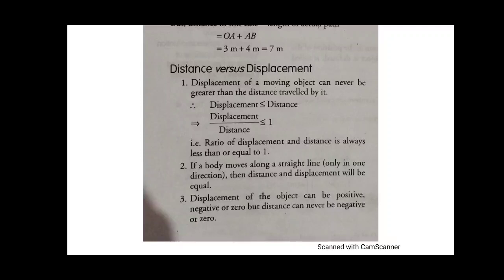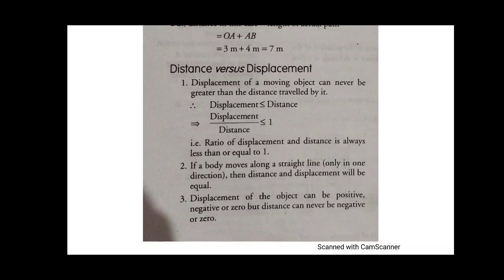If a body moves along a straight line, then distance and displacement will be equal. If the movement is along a straight line, for example in our school, suppose we have to move from the computer lab to grade 7A, we have to take a straight line. I hope you remember the location of our school and where the classrooms were. In that case, our displacement and our distance both will be equal.